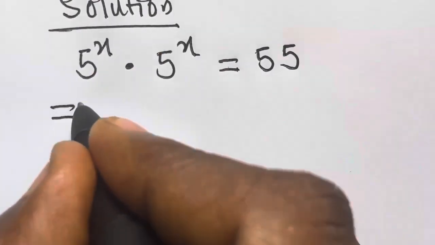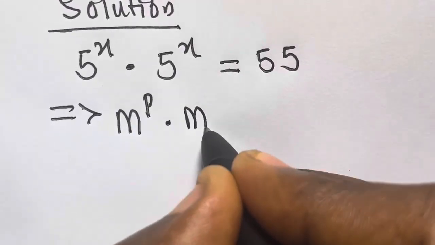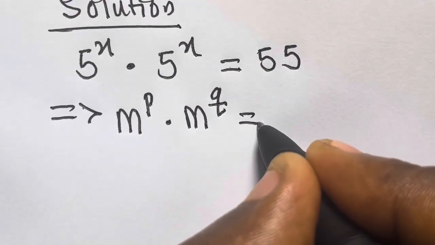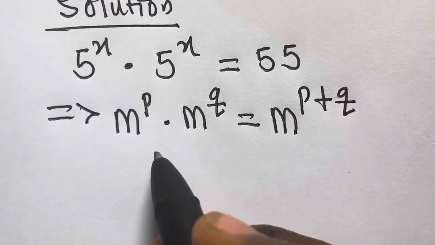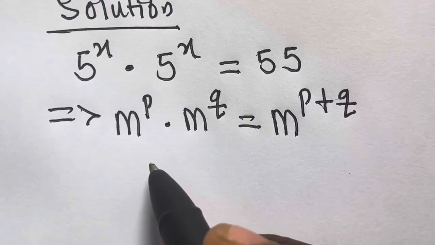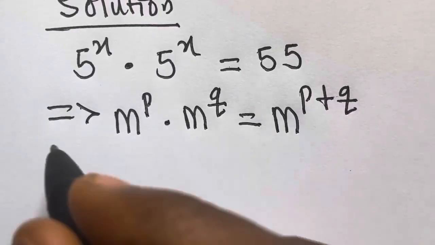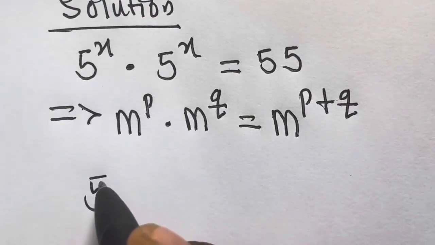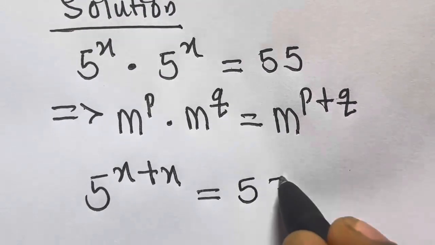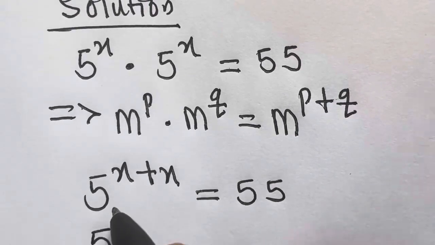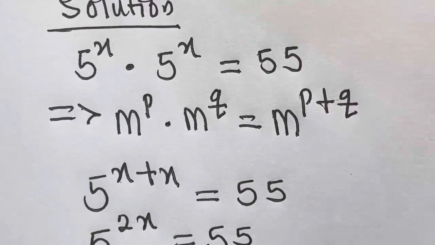But let's recall that if you have m raised to power p times m raised to power q, from the law of indices, this is equal to m raised to power p plus q. So from the law, when numbers with equal base are being multiplied, their powers are added. So we have 5 raised to power x plus x equals 55, which gives us 5 raised to power 2x equals 55.